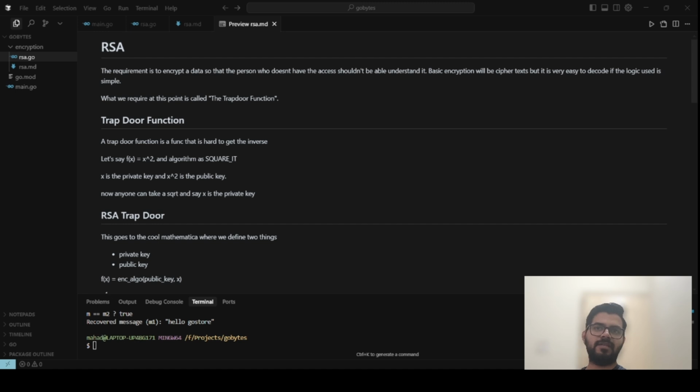Today we are going to cover RSA encryption, how RSA encryption works and how it is used for safe and secure transactions between two servers or two users. What do you mean by encryption, maybe?